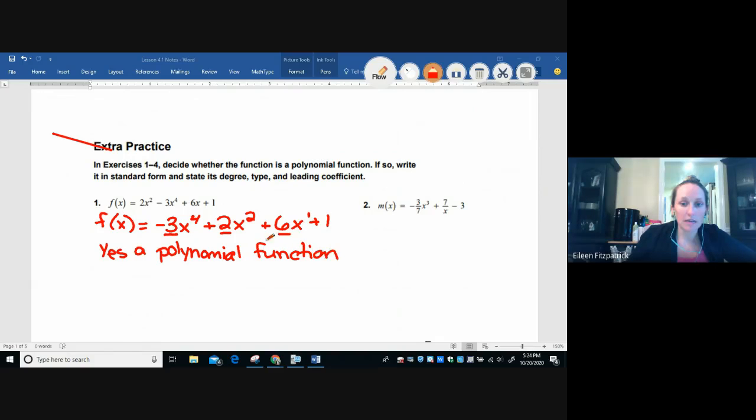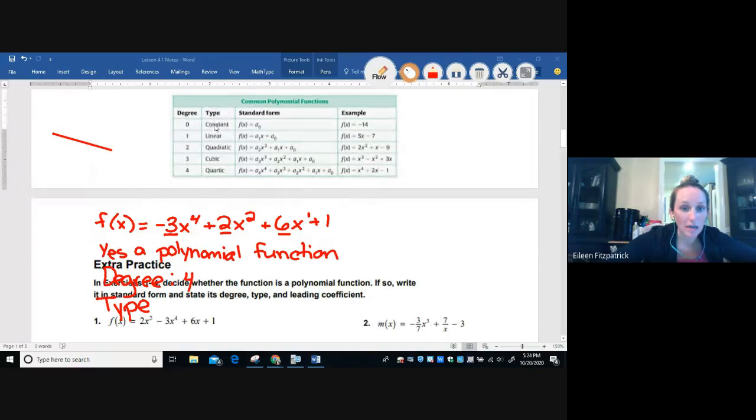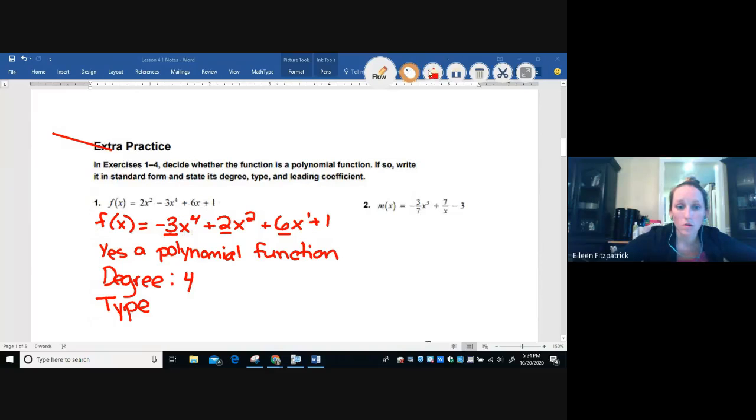After you determine that it is, it says, if so, write it in standard form. We already did. This is standard form, highest exponent to lowest. State the degree. After you get it in standard form, the degree is just the highest degree that you see. Degree is 4. Then it says, state the type and the lead coefficient. The type is what they're referring to right here. Is it constant? Is it linear? Is it quadratic, cubic, quartic? Since the highest degree is 4, we know that it is quartic.